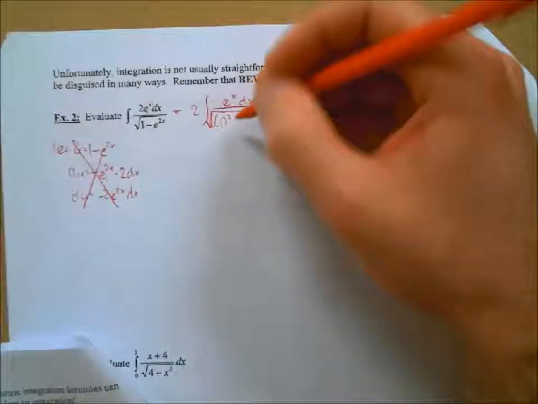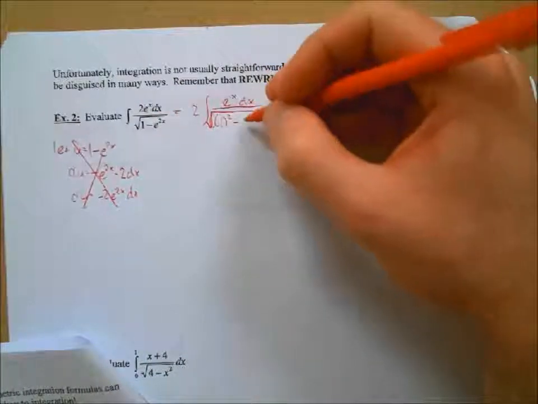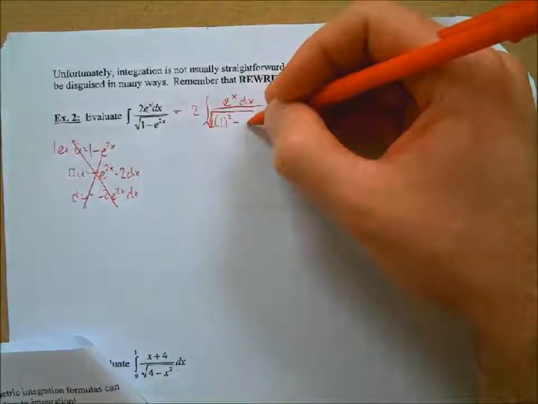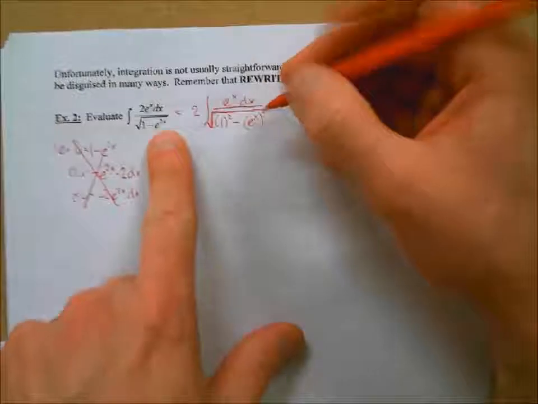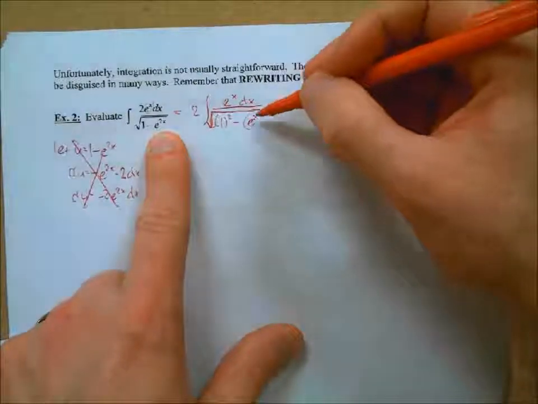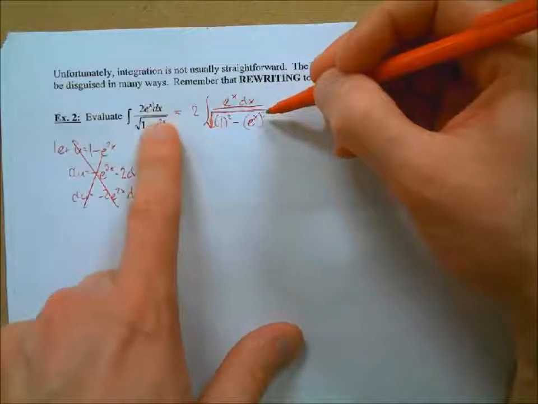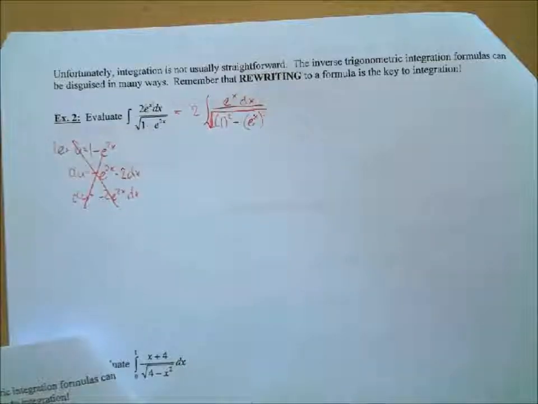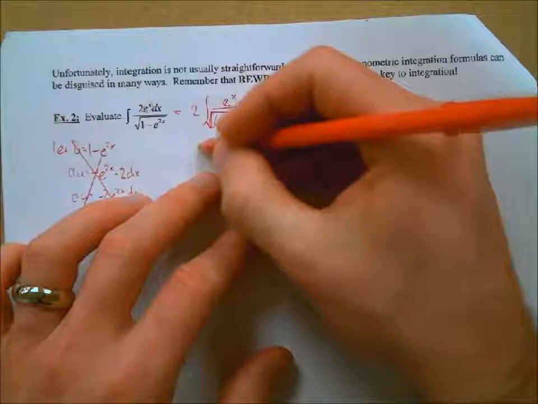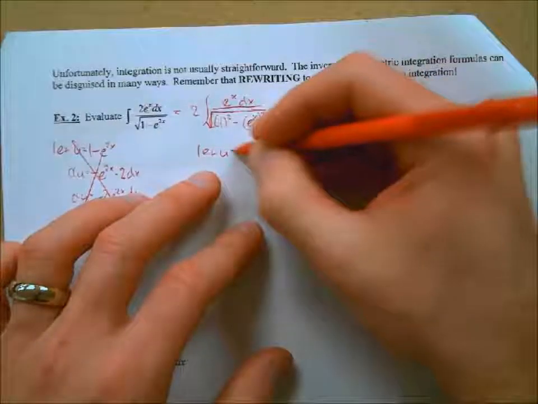minus, and then what's our u again? E to the x, right. E to the x quantity squared is e to the 2x. Okay, this is exponent rules, right? A power raised to another power, you multiply and simplify. So you can undo that multiplication by power to a power. You can go backwards, okay? And that works as well. So, right, we'll let u equal e to the x.